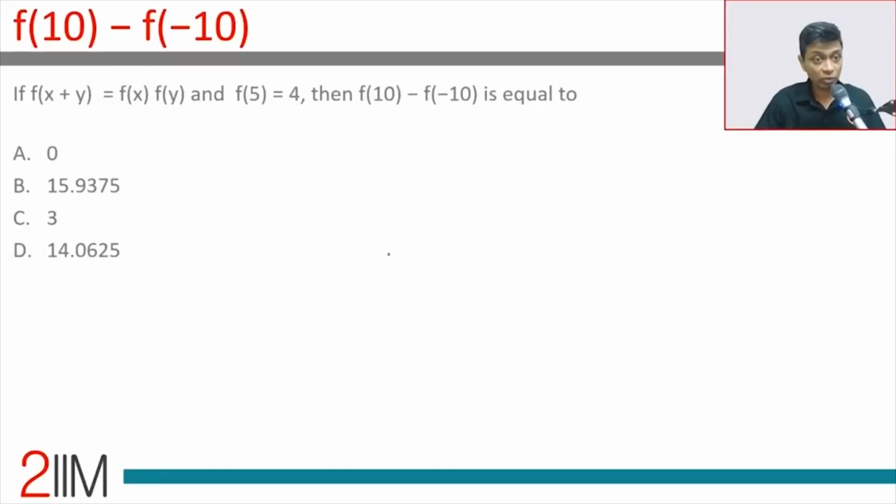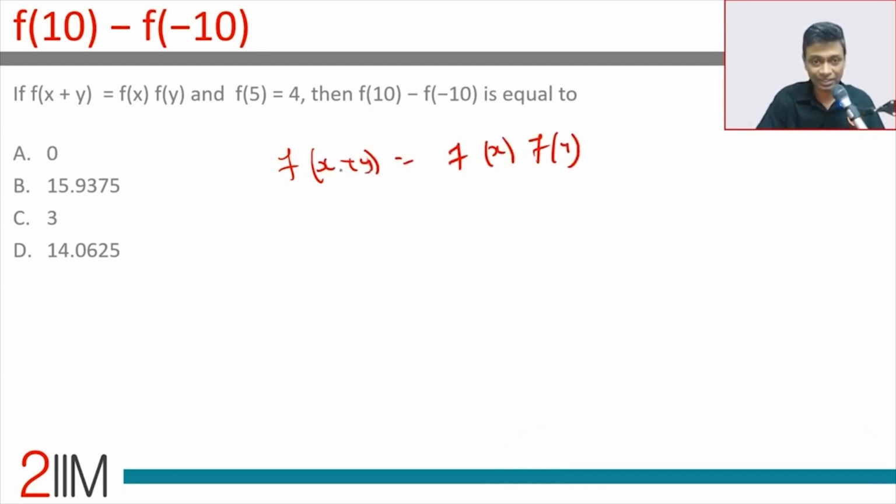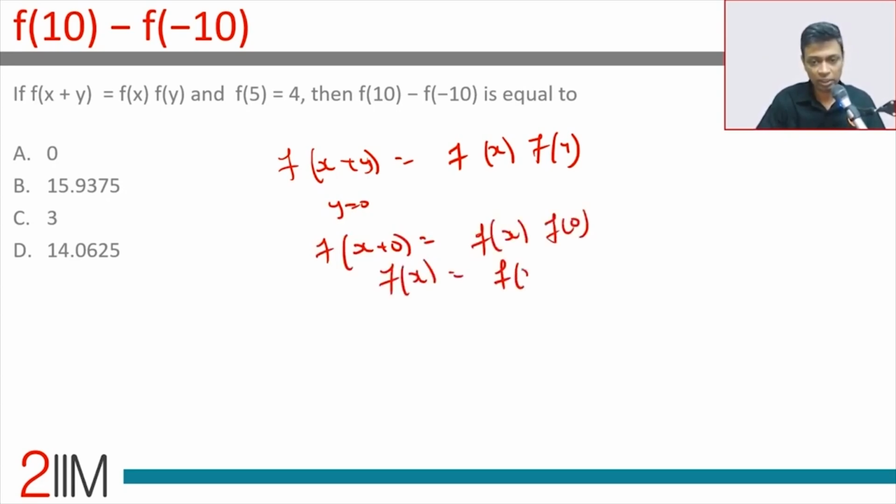f of x plus y is f of x into f of y, and f of 5 is 4. What is f of 10 minus f of minus 10 equal to? All these questions, f of x plus y is f of x into f of y. If you add a number, the number does not change. Think about a number like that. There's x plus y here, put y equal to 0. f of x plus 0 is f of x into f of 0. f of x is f of x into f of 0. Wonderful. Or f of 0 is 1, assuming f of x is not 0. f of x is not 0, that much we know. f of 0 is 1.